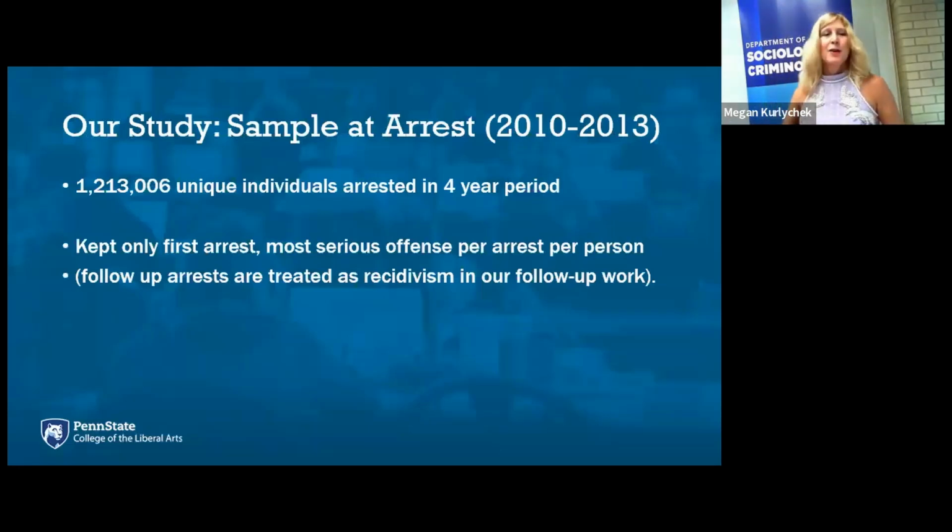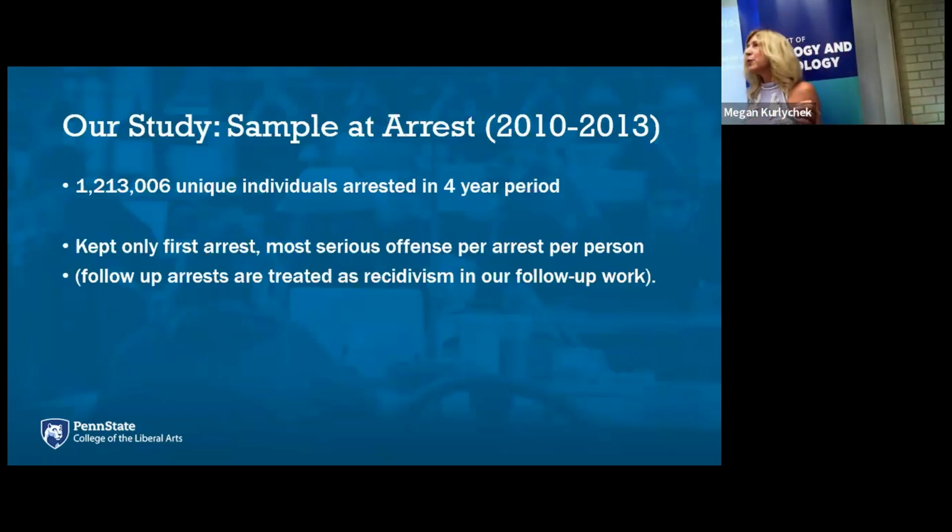Okay. So what we did, because we have some follow-up articles and pieces where we look at recidivism, we had so many cases, we decided we were going to start with 2010 to 2013 as our original arrest cohort. So that's the beginning sample for the book. Over a million people that were arrested in New York in those years.